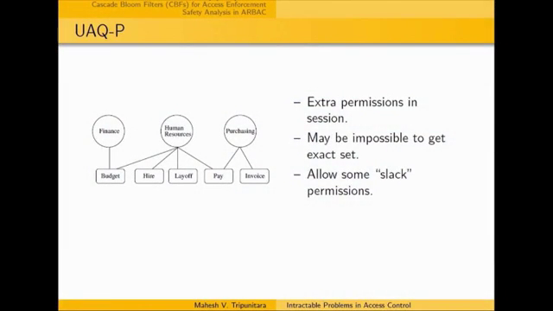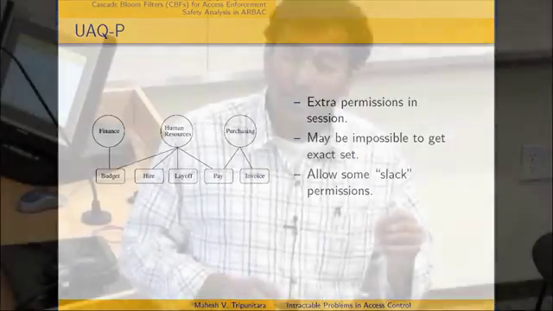Now there's another version of this UAQ problem, which I'll call UAQ-P, the focus on permissions. What people observed is, I don't know how much we should care about a minimum set of roles that yields a set of permissions. Here's another take on this problem.